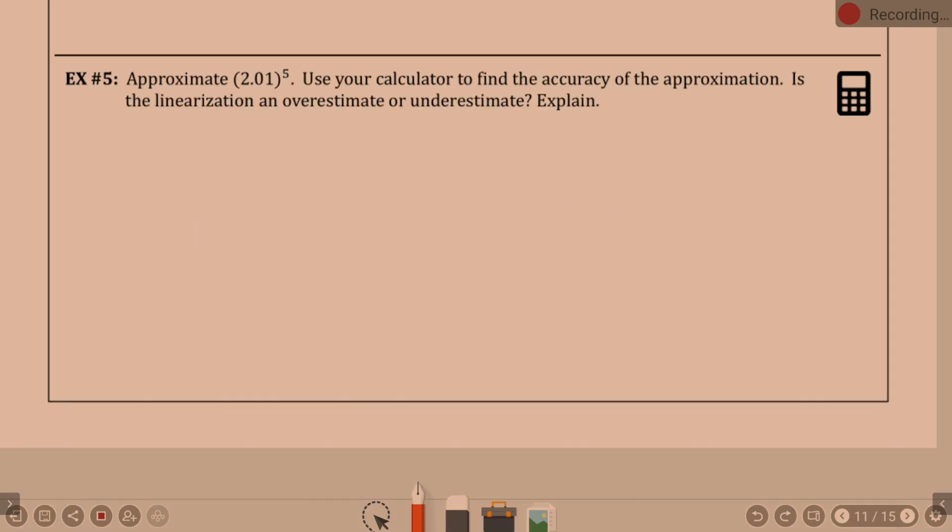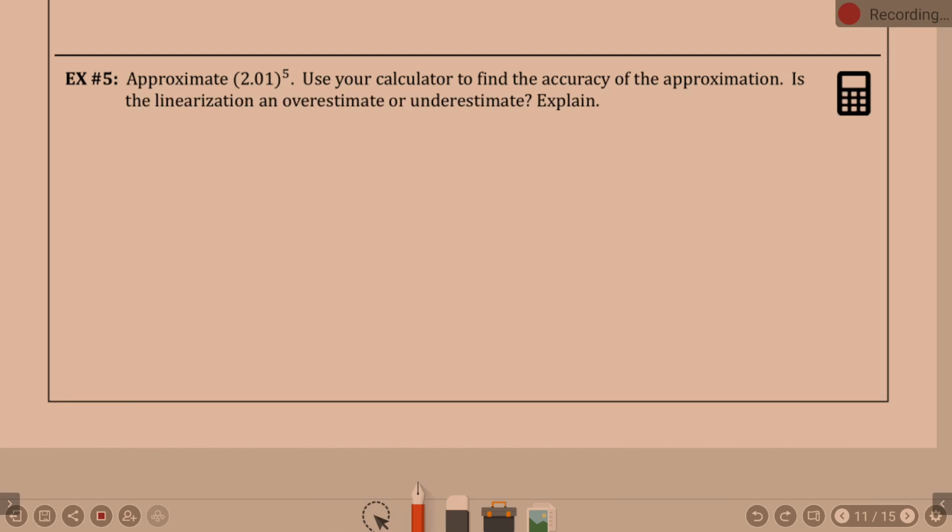Okay, number 5. Approximate 2.01 to the 5th. Use your calculator to find the accuracy of the approximation, and is the linearization an overestimate or underestimate? Explain. So similar to what we just did last time, except going a little farther, if you will. They want us to approximate 2.01 to the 5th. Well, that's not plugging that into your calculator. That is finding a linearization here.